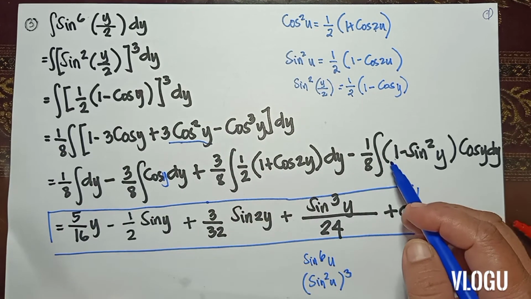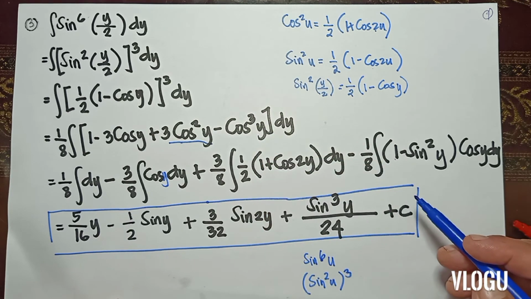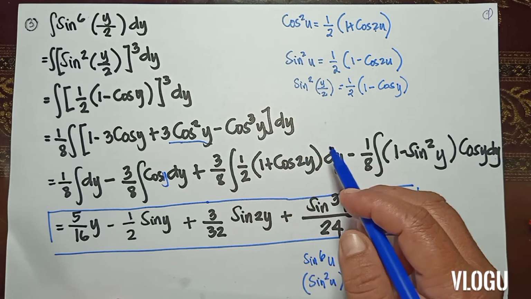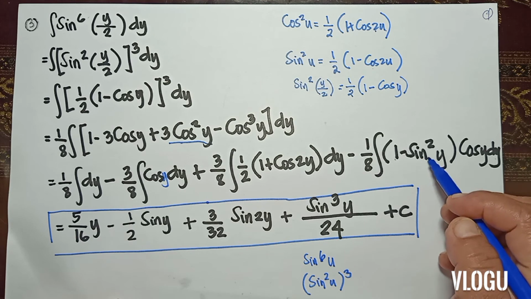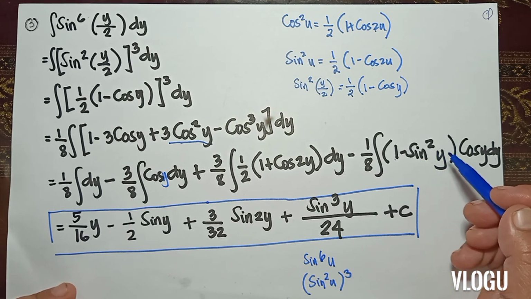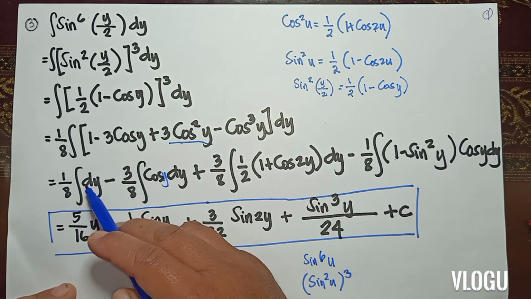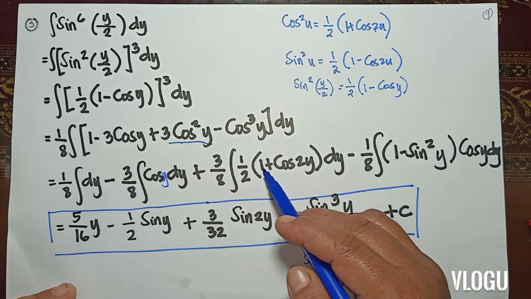1 over 8 times, okay. This one is cosine cube, an odd exponent. So transform that one: factor out cosine, then proceed to cosine squared, which is equivalent to 1 minus sine squared y. Then after that one, the integral of 1/8 is 1/8 y. Then here, the integral of 1 is y.